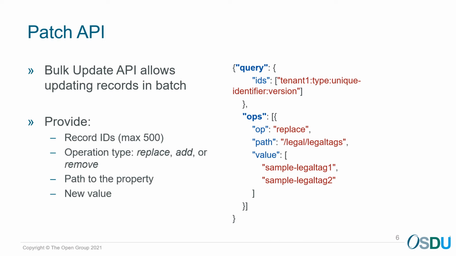Users need to provide op, the operation type, path, and value in the field ops. The currently supported operations are replace, add, and remove. The user should be a member of the groups that are being replaced, added, or removed as ACLs. Users specify the property they want to update in the path field, and new values should be provided in the value field.